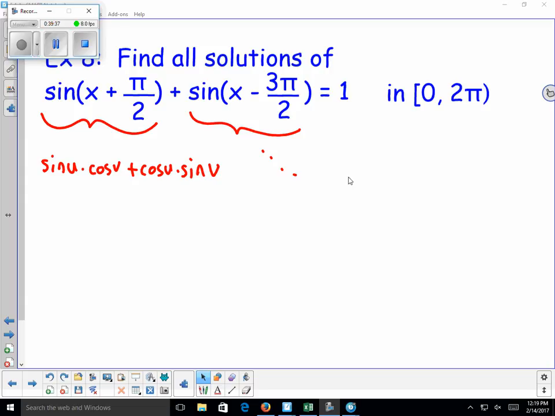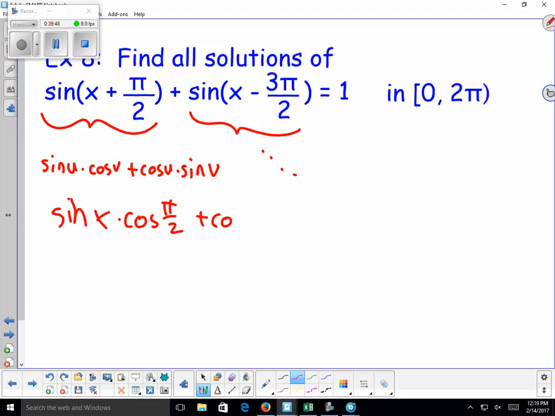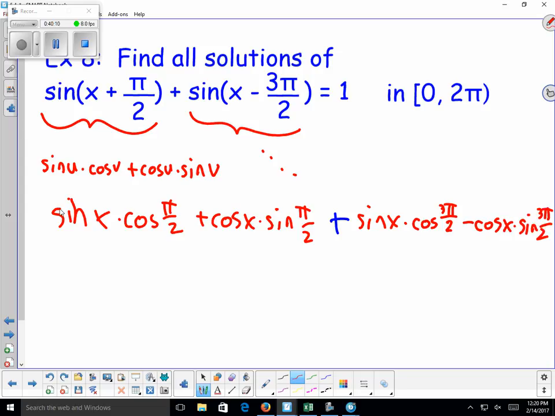All right, for this one, did you fill in here sine x times cosine of pi over 2? Is it plus cosine x times sine of pi over 2? Does that look right? And then we want this plus right here, right? And then we're filling in sine x times cosine of 3 pi over 2 minus cosine x times sine of 3 pi over 2. Does that look right? And I can't squeeze in my equals 1. We'll take this up after lunch.